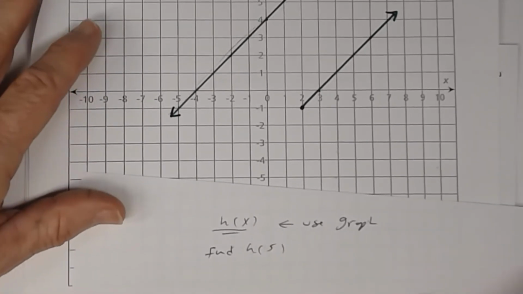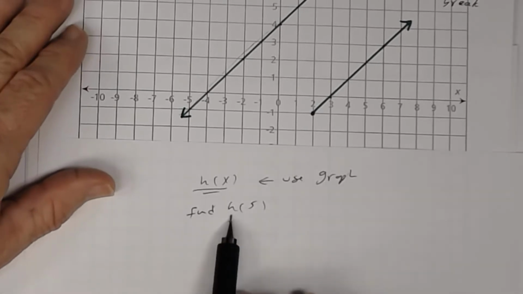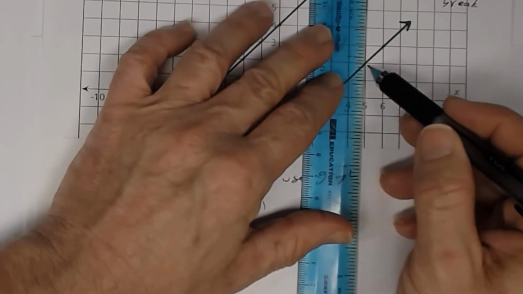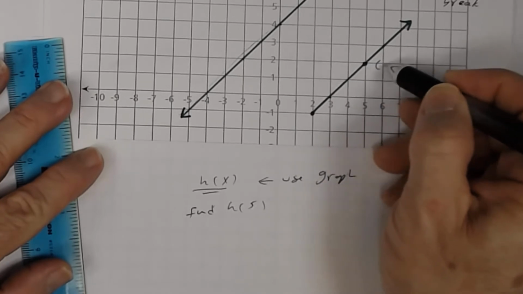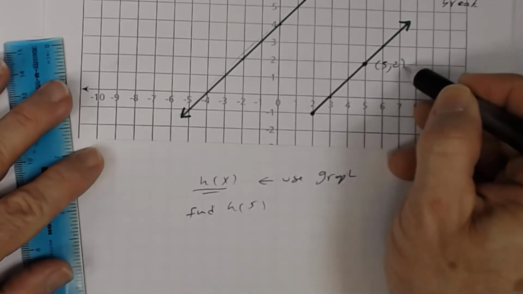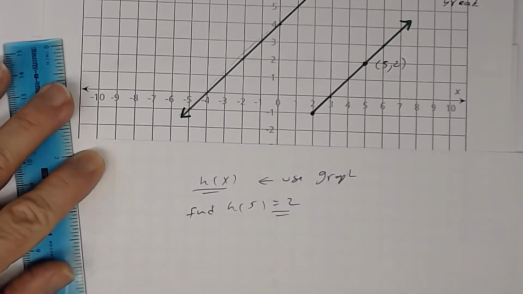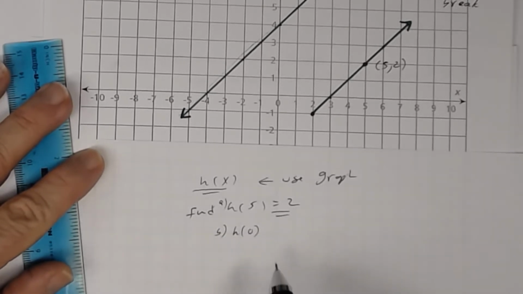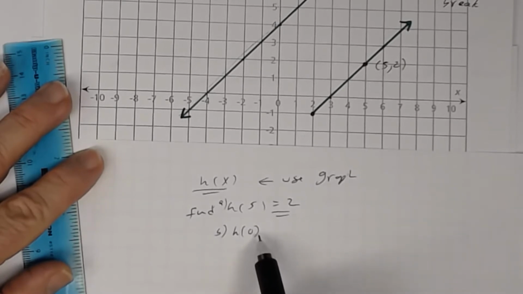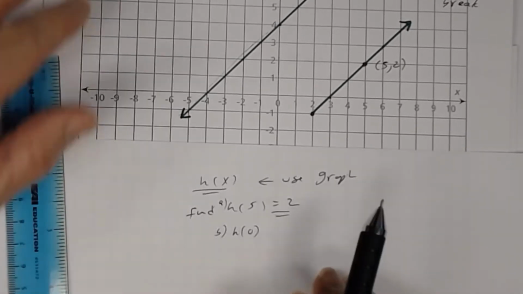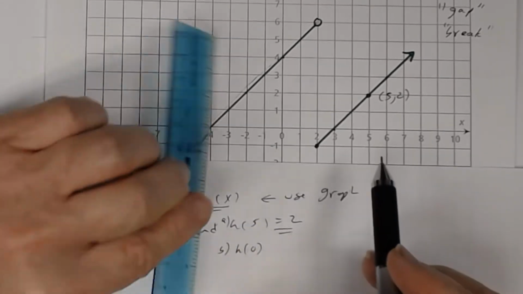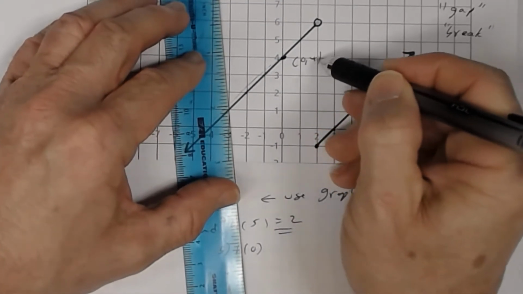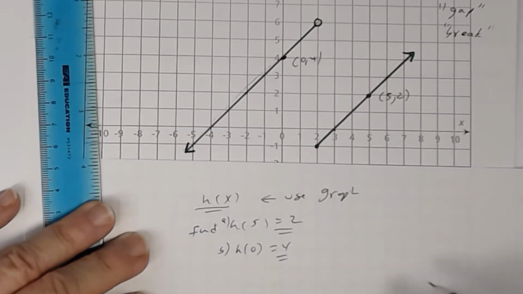So remember what that means. This means what's the y value when x is 5. So when x is 5, here's my point, right? So when x is 5, that y value is 2. So h of 5 is 2. Okay? So let's say this was A. B, let's say you want to find h of 0. h of 0 means what's the y value when x is 0. So here's where x is 0 right here. And if I look at the point that corresponds to that, that's 0, 4. So my y value is 4. So h of 0 is 4.